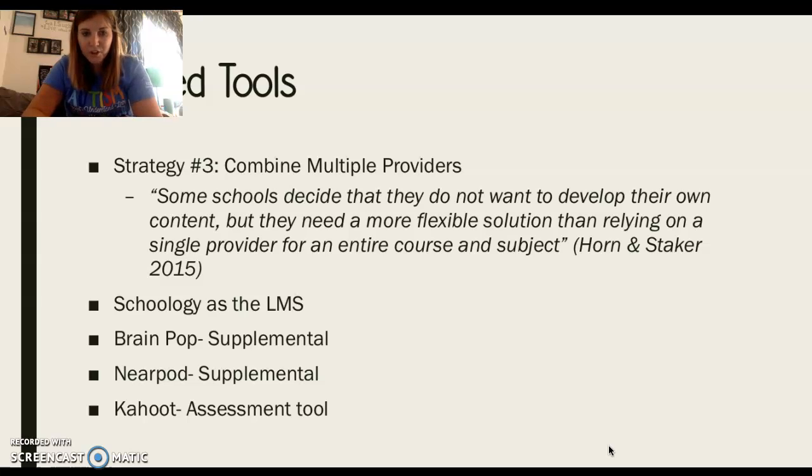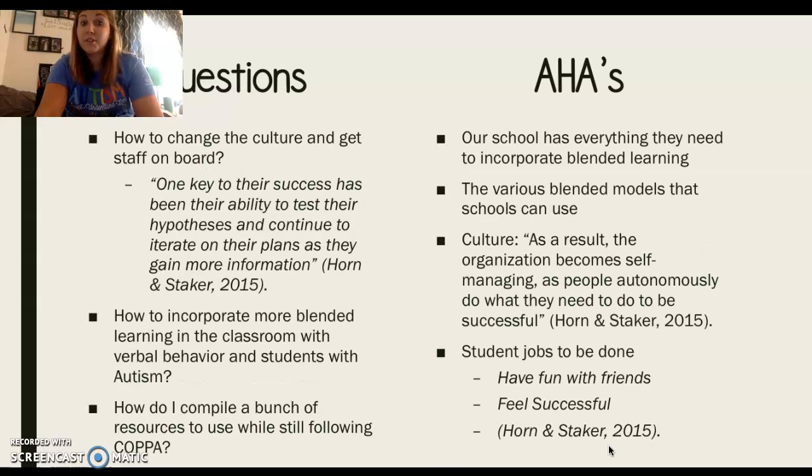So currently we have Schoology as our learning management system. I would use BrainPop and Nearpod as supplemental resources. They're great. I just don't see them as full-time resources to use. They're very interactive and fun for the students. And then Kahoot as an assessment tool. Kahoot can provide instant feedback for the teacher and then the students.